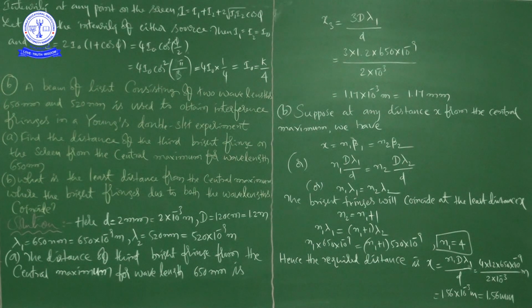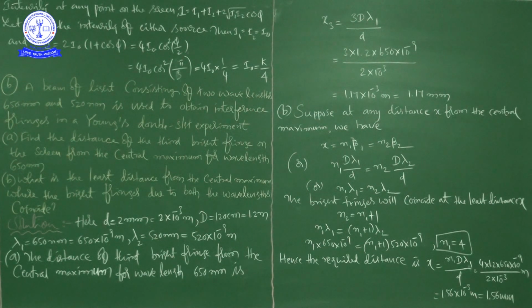4 I naught cos square pi by 3, because in place of phi we write 2 pi by 3, divided by 2. So 2 will get cancelled, giving pi by 3. You know that pi by 3 means 60 degrees. So cos 60 is equal to 1 by 2, so 1 by 4 will come. 4 I naught into 1 by 4, right? So that is I naught, but finally it is k by 4 that will come.